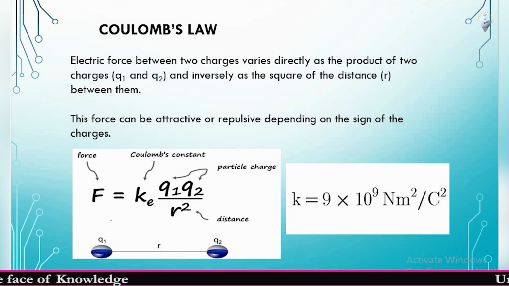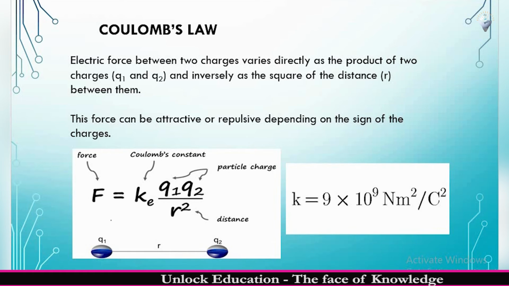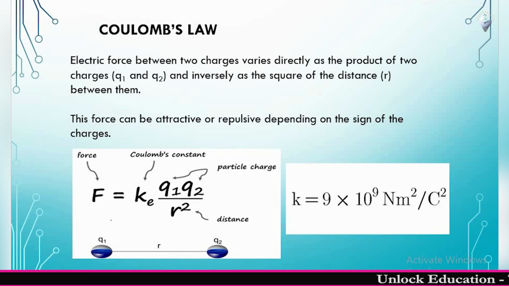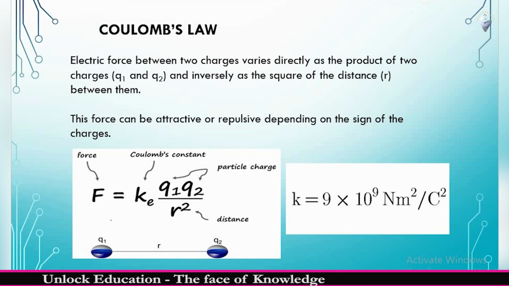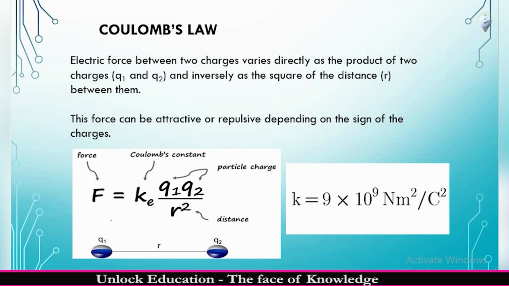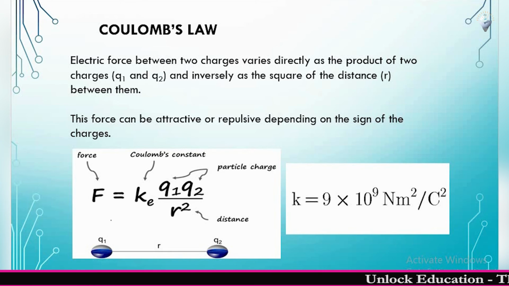Coulomb's Law states that the electric force of attraction between two charged particles at rest is directly proportional to the product of two charges Q1 and Q2 and inversely proportional to the square of the distance between them, that is R square. Since the charges can have either positive or negative values, the force can also have both positive or negative values. Hence, they can be attractive or repulsive depending on the sign of the charges. Ke represents Coulomb's constant or proportionality constant, and its value is 9 times 10 to the power 9 newton meter square per coulomb square.